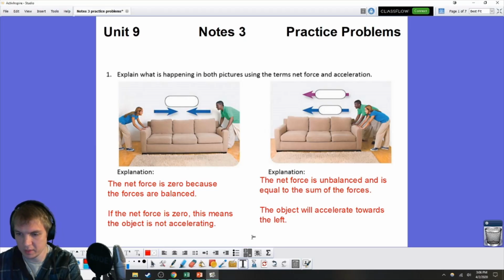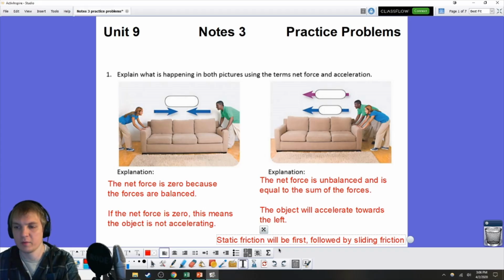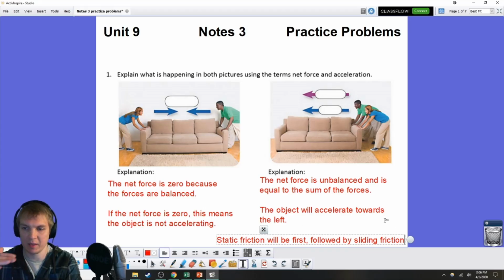If you wanted to throw in the term static in there, you could say, let's go ahead and type this again. Static friction will be first, followed by sliding friction. So let me go ahead and move that. All right, and the reason why you don't have both at the same time is because static means that it's still, and sliding means that it's moving across. So if it was still at first, that's going to be the stronger friction to overcome. And once they get pushing, the sliding friction takes over, and it's going to be less than the static friction. All right, so there's number 1.